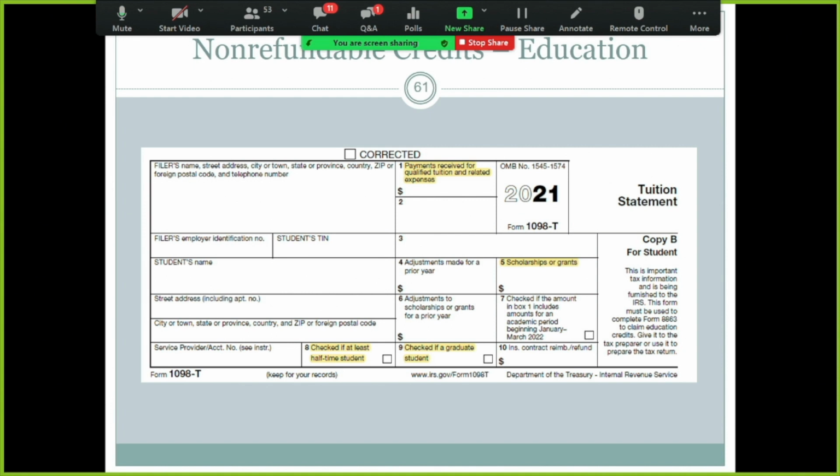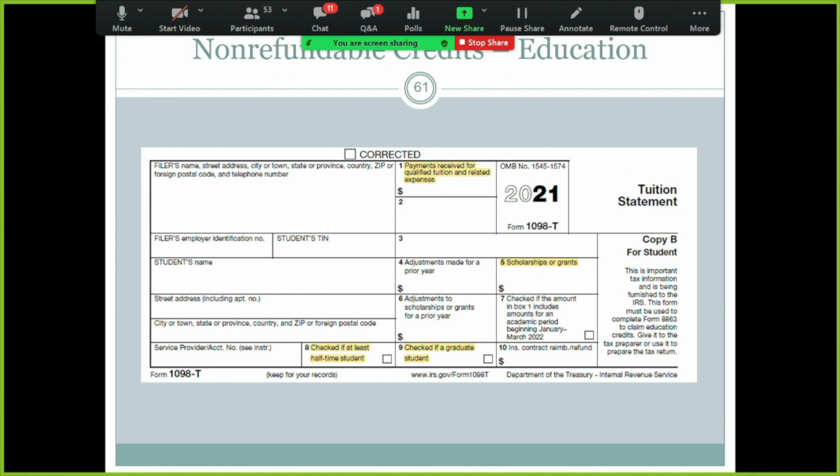Now, how will you know if this is a graduate student, which is only eligible for the Lifetime Learning Credit, or if it's an undergraduate student? And box 8 and 9 would be checked.